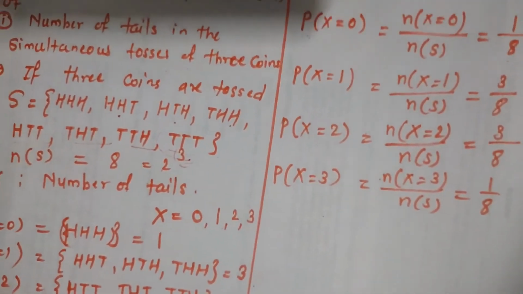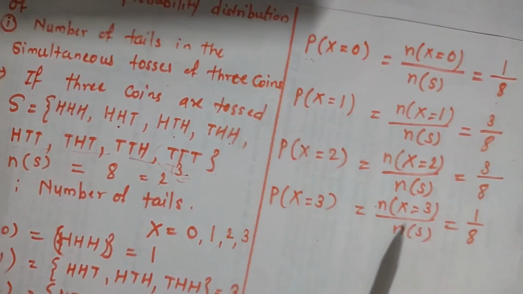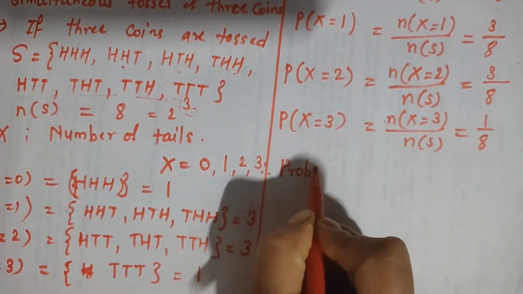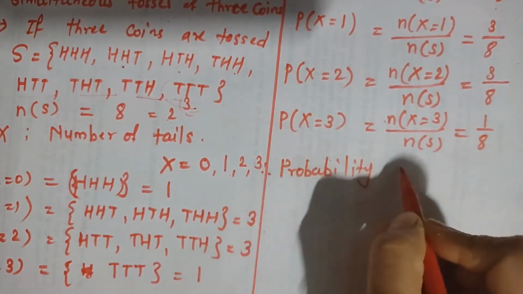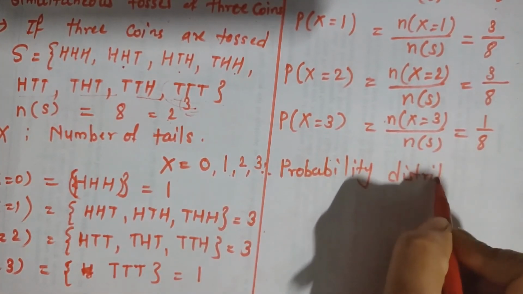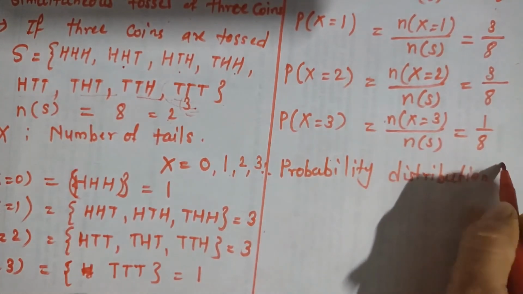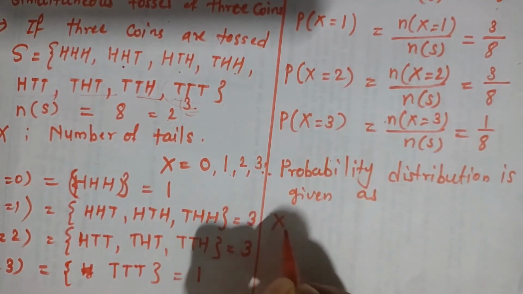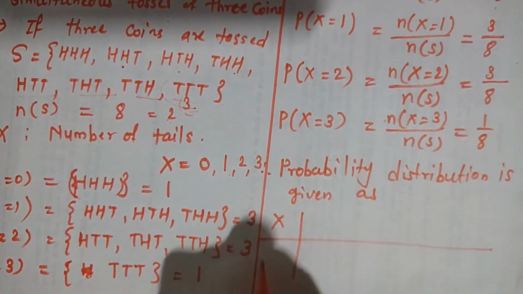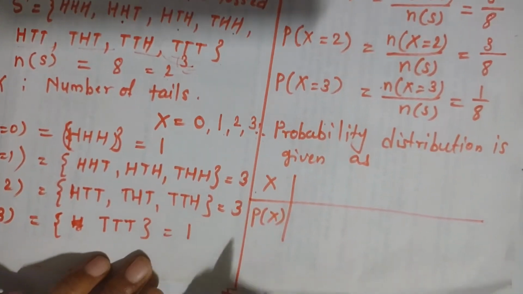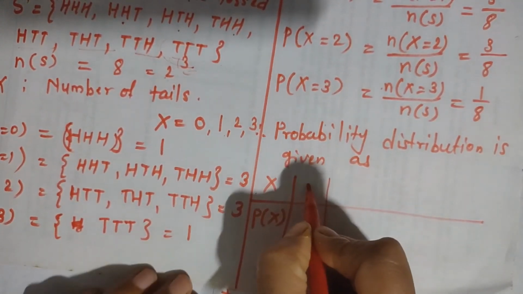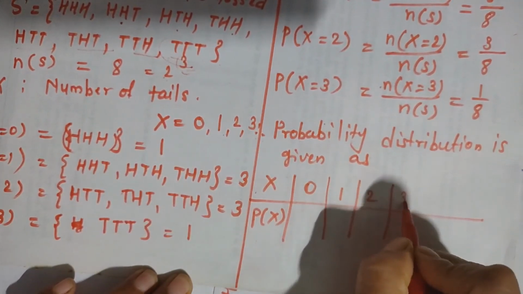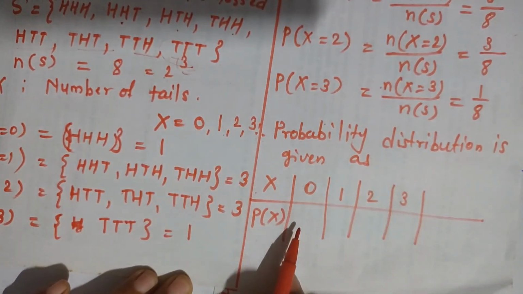So the probability distribution can be written in tabular form. Therefore the probability distribution is given as X and probability of X. Here the values of X are 0, 1, 2 and 3, and the corresponding probabilities are as follows.